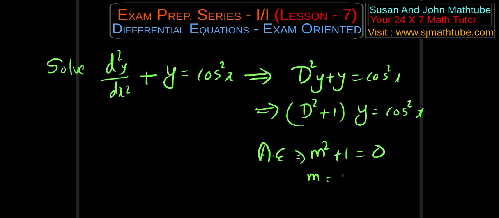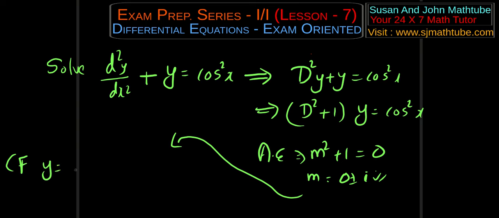And that gives me m equal to 0 plus or minus i. You can use a calculator. So the CF is y is equal to e power 0x into (c1 cos x plus c2 sin x).